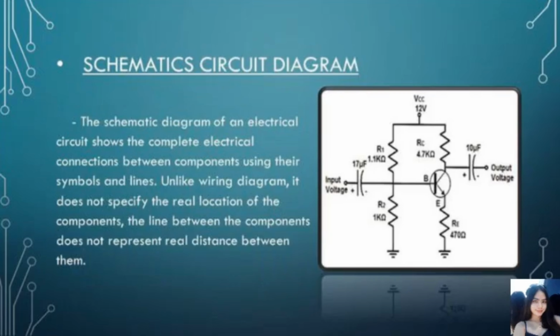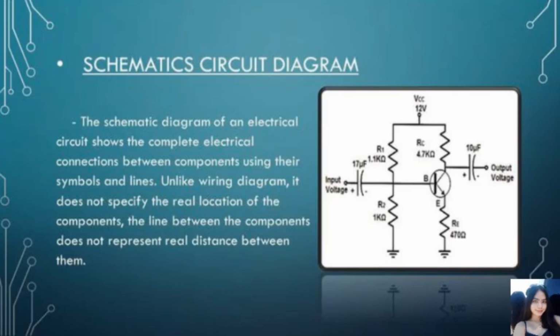Next is schematic circuit diagram. The schematic diagram of an electrical circuit shows the complete electrical connections between components using their symbols and lines. Unlike wiring diagram, it does not specify the real location of the components. The line between the components does not represent real distance between them.